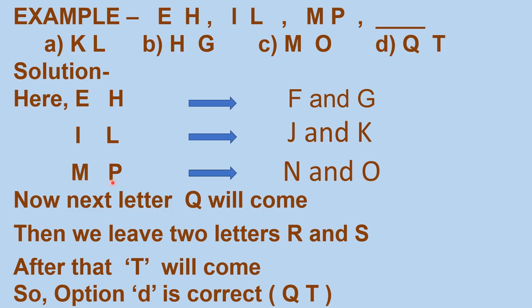ओके, अब P के बाद क्या आएगा? Q, और Q के बाद हमने फिर से टू लेटर्स को लीव करना है, दैट इज R एंड S. तो R और S के बाद क्या आता है? T. तो Q और T जो है वो हमारा नेक्स्ट ऑप्शन में आना चाहिए, यहाँ पे डैश पे. ओके, और ये Q और T कौन सी ऑप्शन में है? दैट इज इन D. सो आवर D ऑप्शन इज करेक्ट. अंडरस्टूड? यू हैव टू डू अकॉर्डिंगली homework.